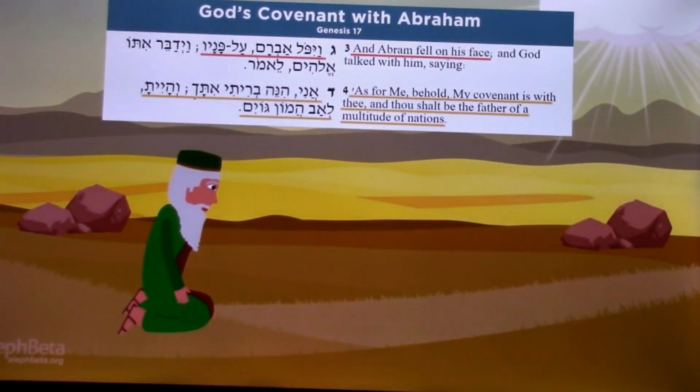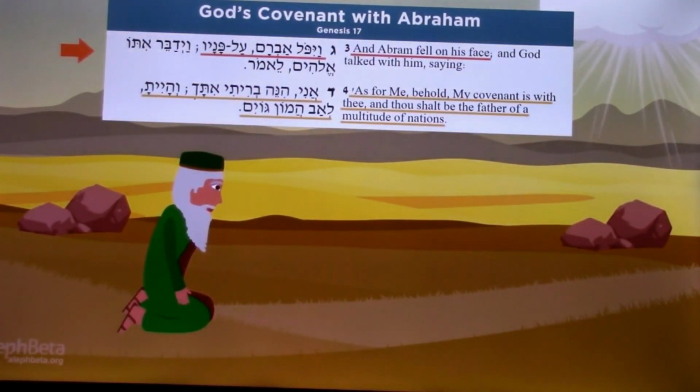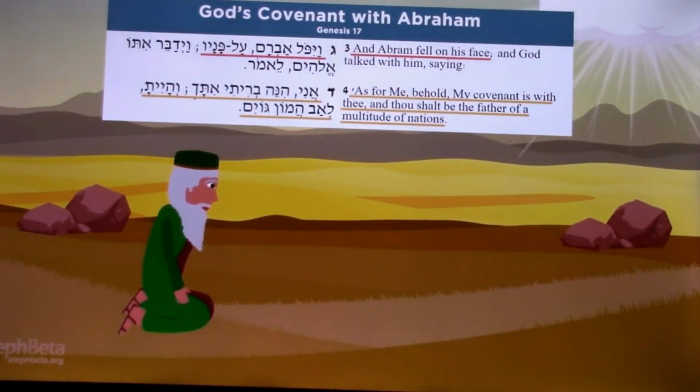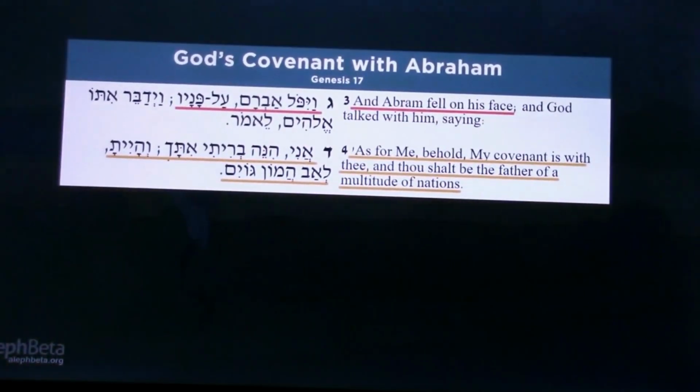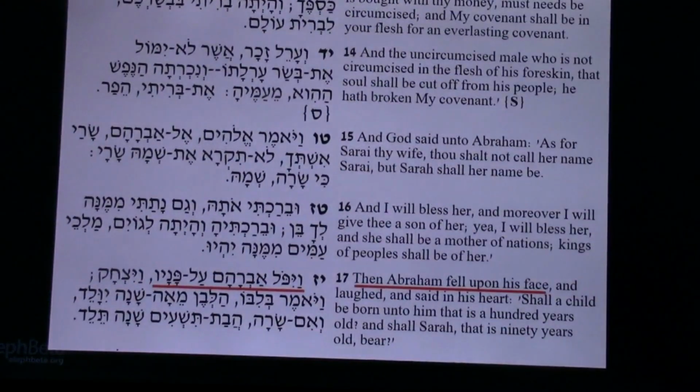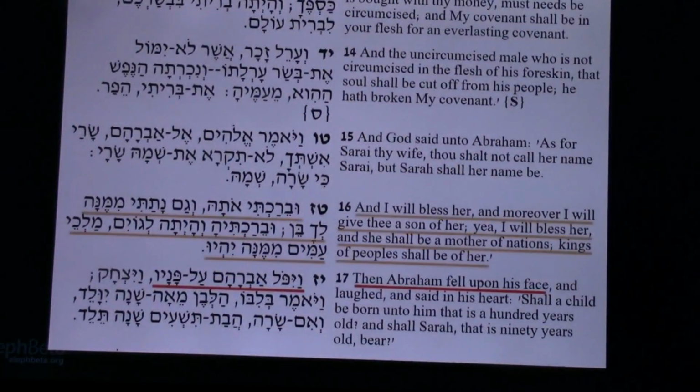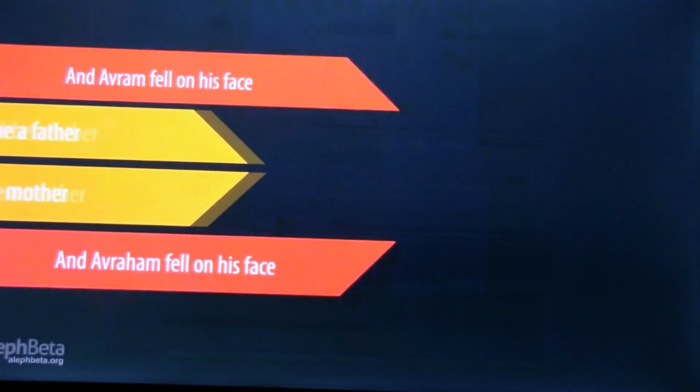So that's what happens right after what we might call the orange element. Let's call it this orange, Vayipol Avram al panav. Right after that, we'll get to what we might call the yellow element, which is you're going to be the father of many nations. Well, is there a yellow element right before the orange at the bottom of the chiasm? Turns out there is. Not only is Avram going to be the father of many nations, but Sarah, his wife, is going to be the mother of many nations. Okay, so we've got an orange element, a yellow element.